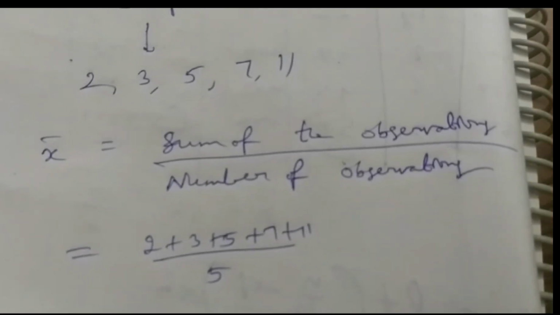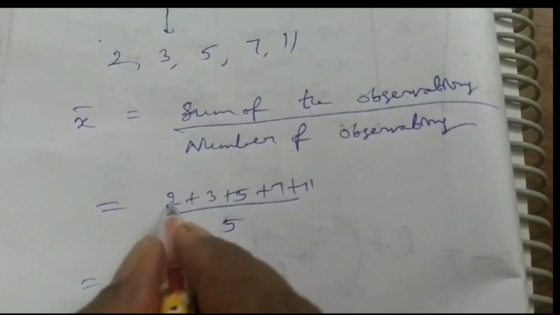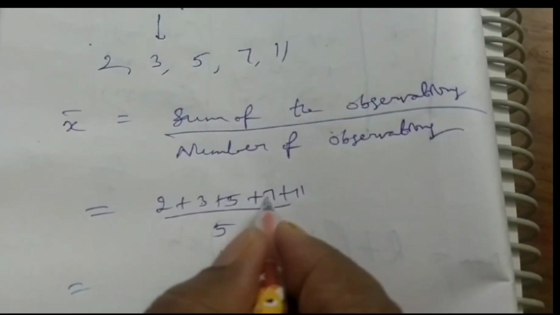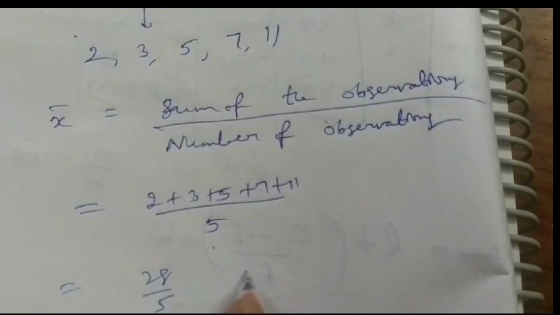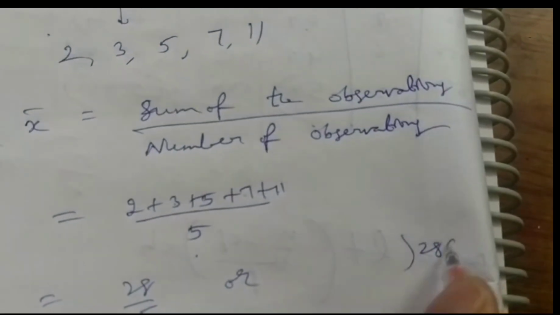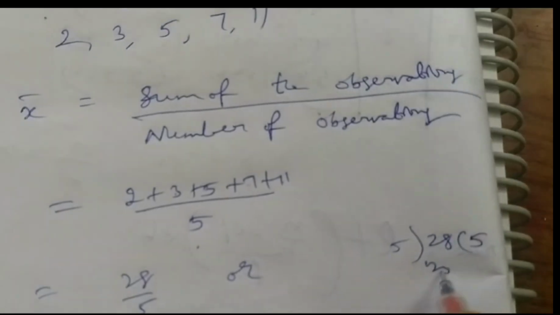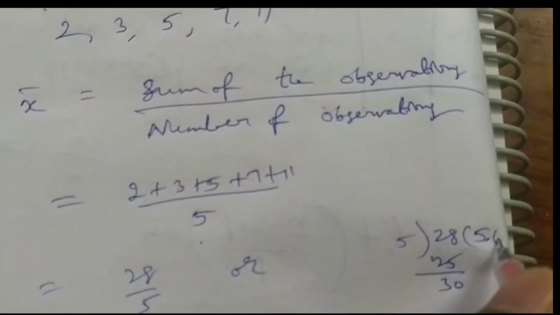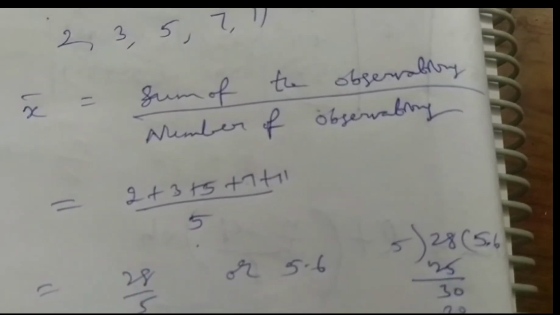5. As 5 are there, divided by 5 I have done, and sum we have to do. 2 plus 3 is 5, 5 plus 5 is 10, 10 plus 7 is 17, 17 plus 11 is 28, so 28 by 5. Or we can convert into points also. 5 5s are 25, 5 6s are 30. 5.6 we will be getting, otherwise we can leave.